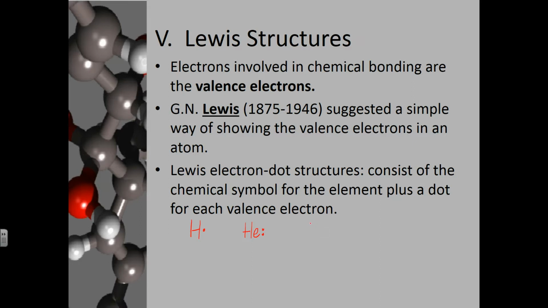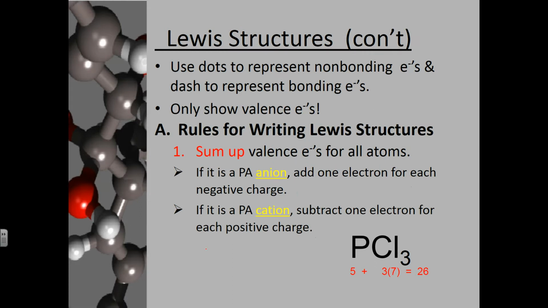And then for an atom like, for example, oxygen, it's in group 6A, so oxygen would have six valence electrons, so you would put 1, 2, 3, 4, 5, 6 dots around. So he suggested that simple model, if you will, to represent the valence electrons around atoms. Now, we also use these dots to represent bonding electrons in molecular compounds. So we use dots to represent non-bonding electrons and dashes to represent bonding electrons. And when you're drawing Lewis structures, you are only going to be showing your valence electrons.